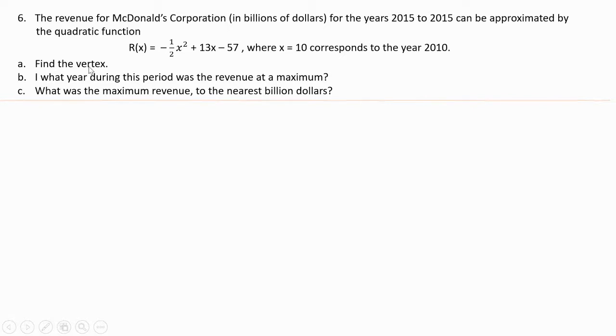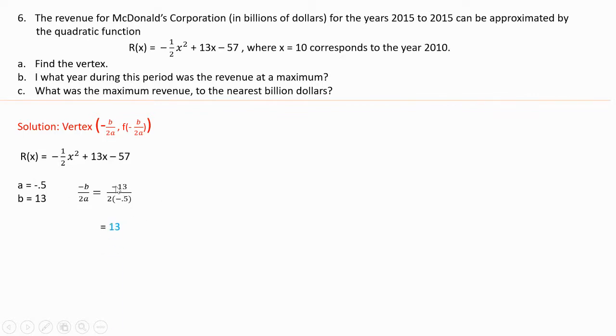So it says here, find the vertex. How do we find the vertex? Again, the vertex is negative b over 2a, f of negative b over 2a. This is my function. My a is negative 1/2 or negative 0.5, and my b is 13. So negative b over 2a is negative 13, right? This is 13, but the formula says it's negative b over 2a, so this is negative and then 13. And my a is negative 0.5, so this gives us 13, because negative divided by a negative gives you a positive, and 2 times 0.5 is 1, so 13 divided by 1 is 13.